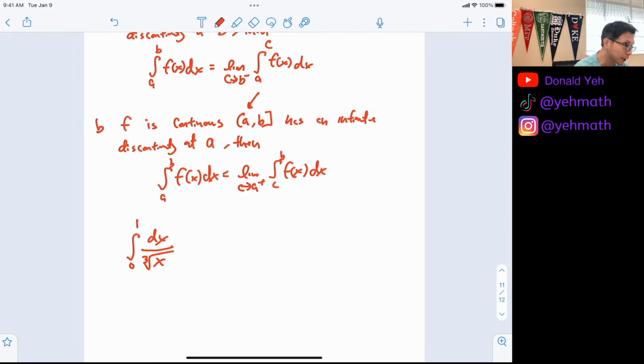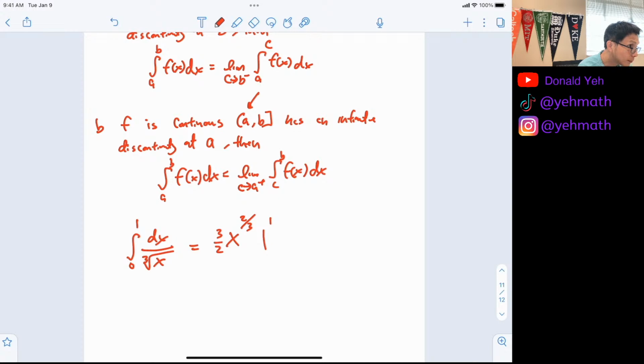The only small difference is just integrate this. So it'll be x to the negative 1/3. So what's the integration of x to the negative 1/3? It's x to the 2/3 over 2/3, right? 3 over 2 times x to the 2/3. But the problem is, which one is not continuous? Which point is not continuous? 0 or 1?